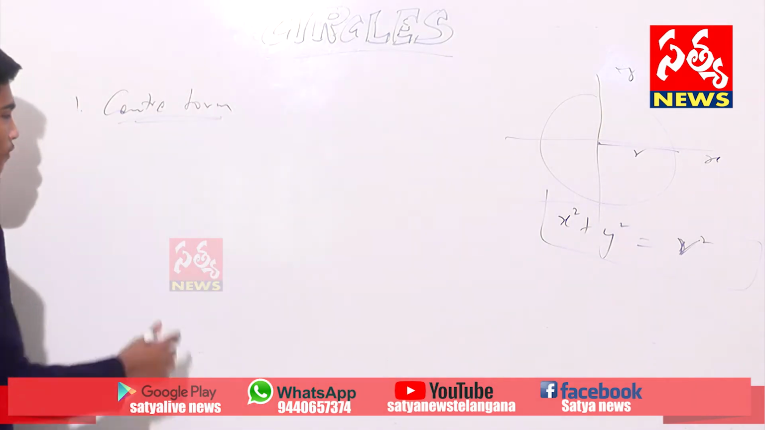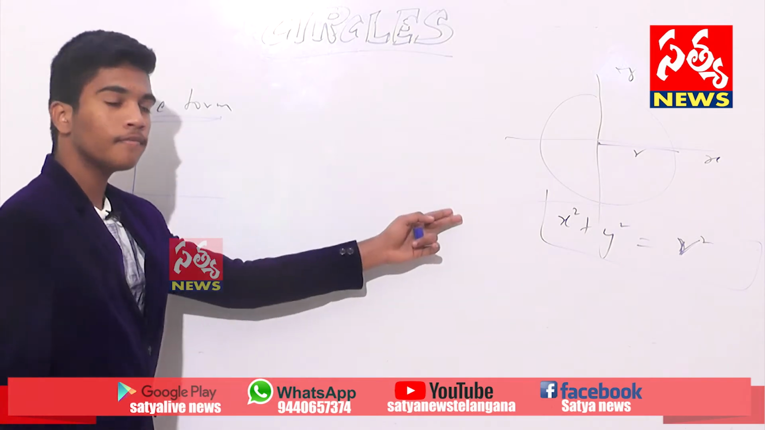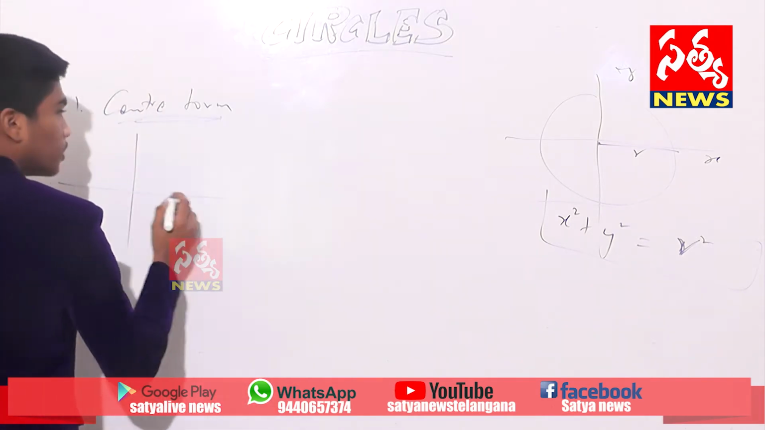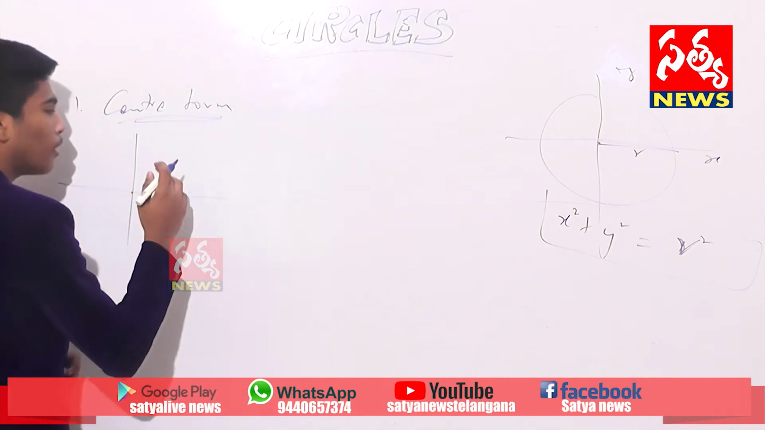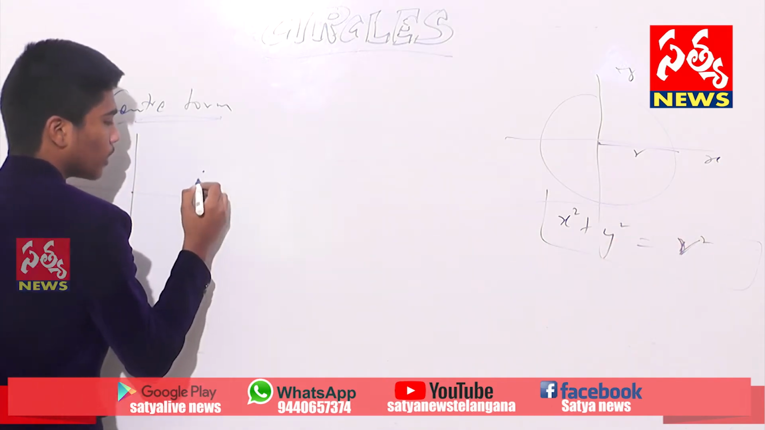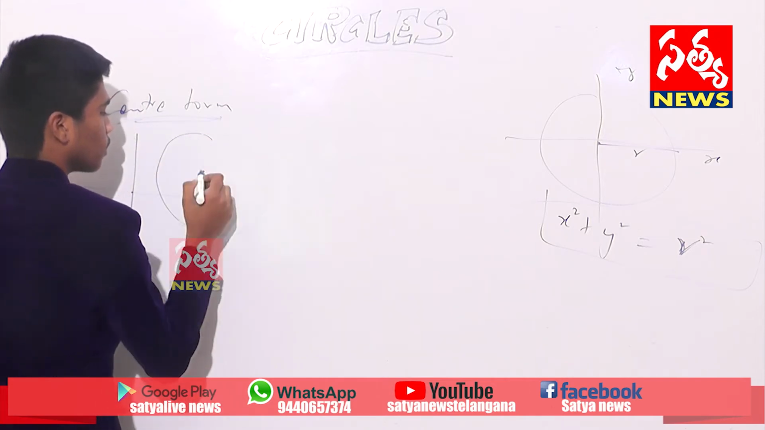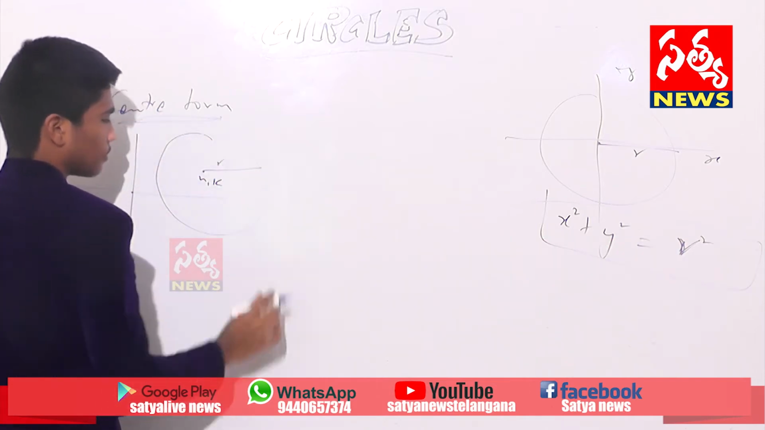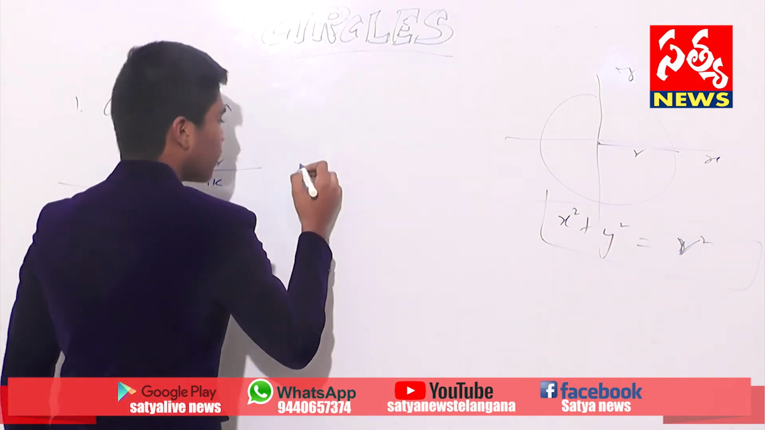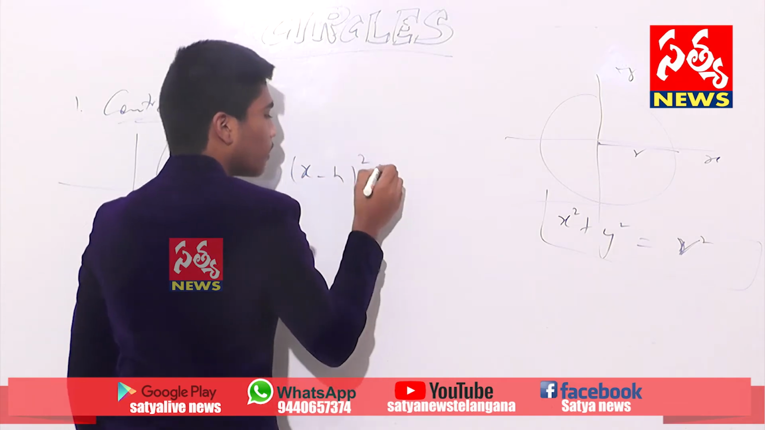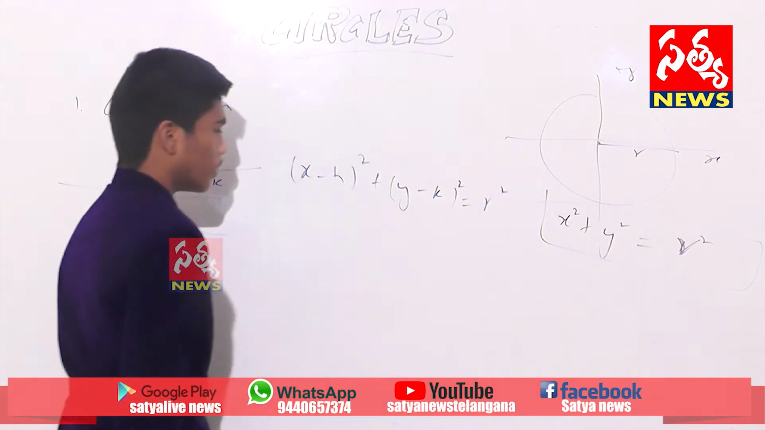Now, coming to the center form. In the previous case, we took the center of the circle at the origin, but now I am going to change the origin to h comma k, and its radius is r. Now, the equation shifts like x minus h whole square plus y minus k whole square is equals to r square.